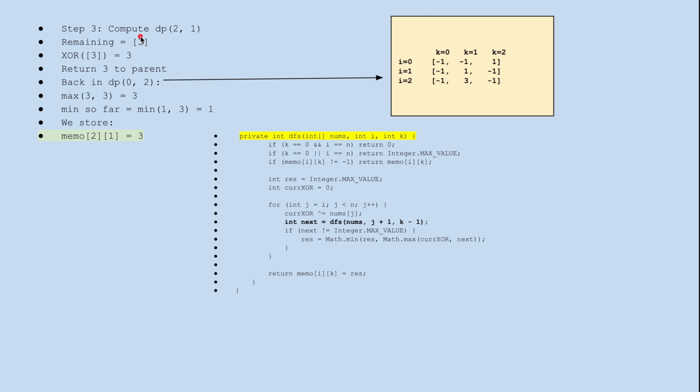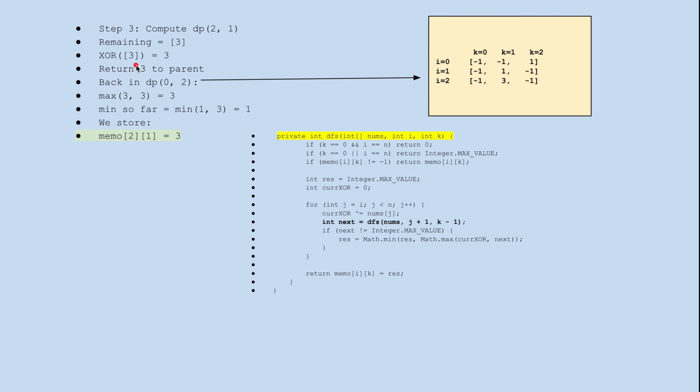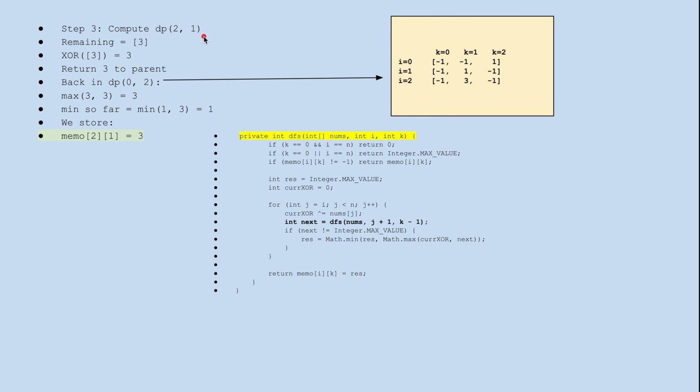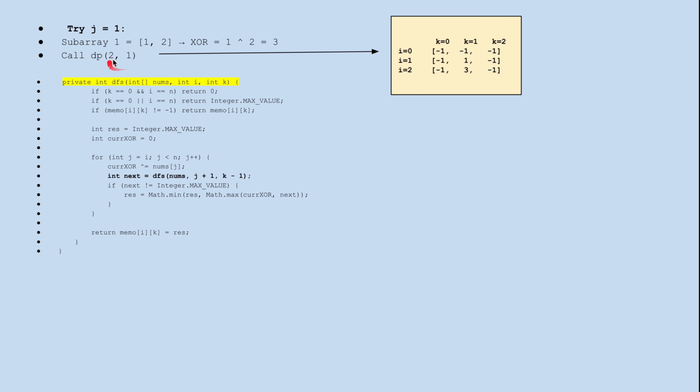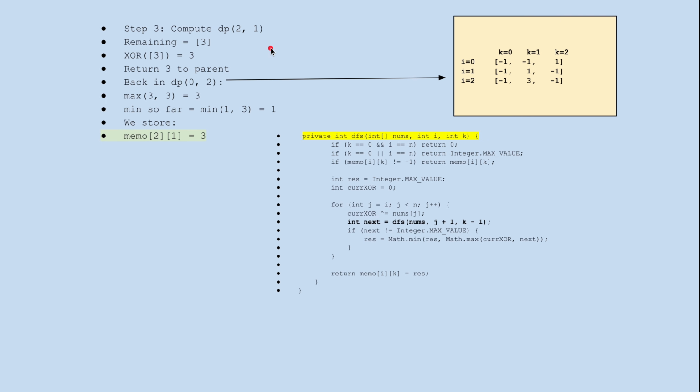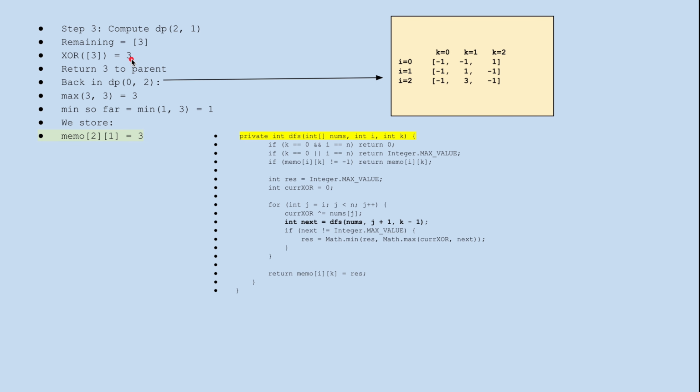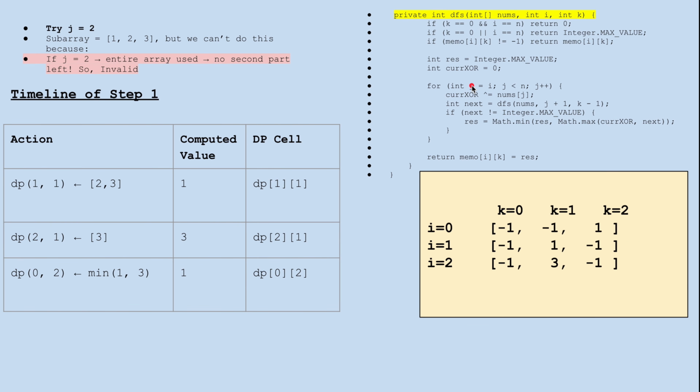Now suppose when we compute the next step, we have 2 and 1. So let's suppose we compute 2 and 1, meaning the remaining is 3. We have already taken 1 and 2, so it is coming 3. So when we take the OR of 3, we'll get 3, which means we will return 3 to the parent. So back in dp02, this value will be updated to 3, because if you take the max of 3 and 3, so far if you take 1 and 3, we'll get 1, so we'll store at 2 at 1. So at 2 at 1, we'll store 3 here. Understand? Like this we will update.